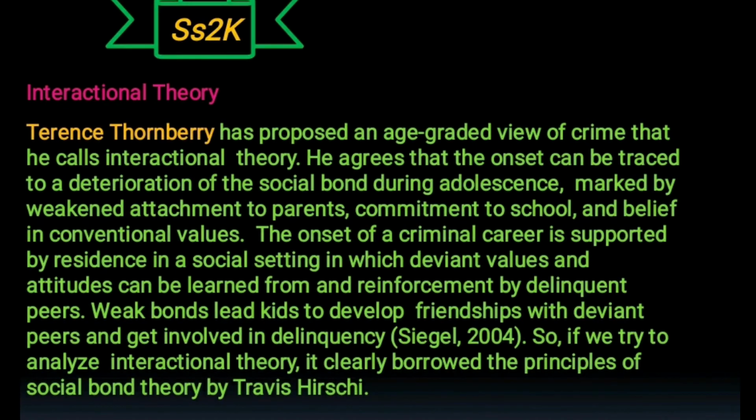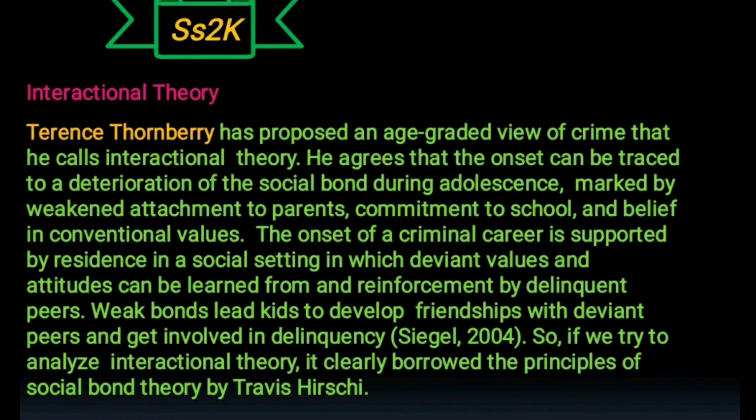Okay? Yan. So, interactional theory was introduced by Terence Thornberry, wherein he proposed this as one of the parts of age-graded view of crime that he calls interactional theory. He agrees that the onset can be traced to a deterioration of social bond during adolescence, marked by weakened attachment to parents, commitment to school, and belief in conventional values.